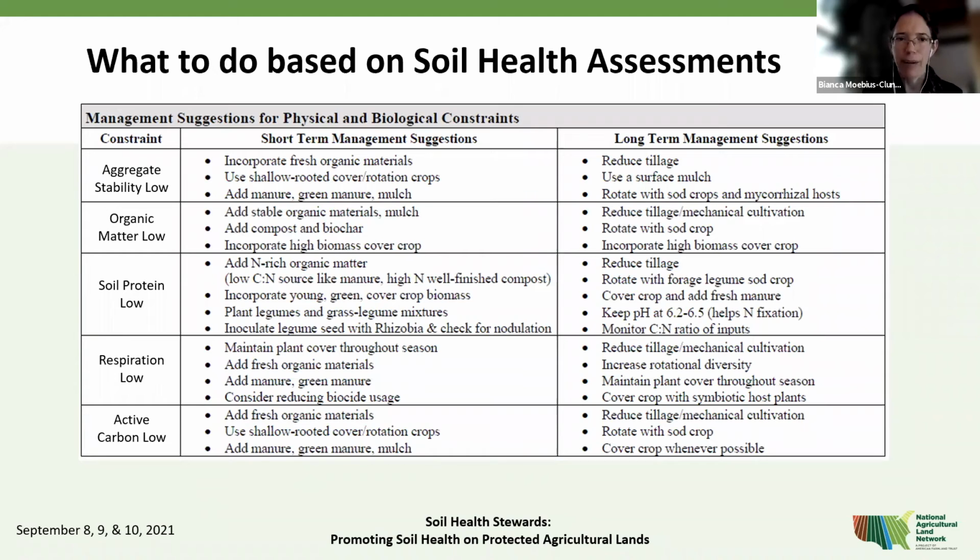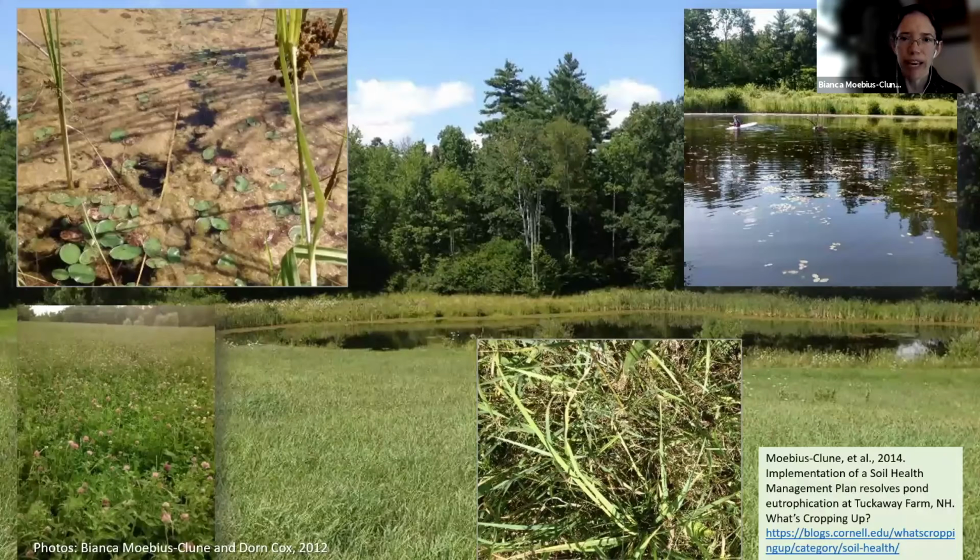I just wanted to give you that as a basis for the conservation planning approach that you're going to hear more about, because we want to really target management to address the constraints. And here's just one example. I worked with a producer in New Hampshire who had a very eutrophied pond, right? This is what the water looked like.